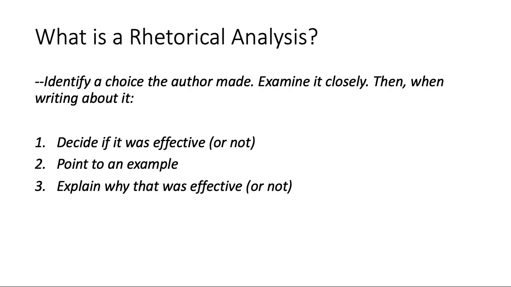When you write about a rhetorical choice for a teacher, the first thing you have to do is decide whether or not the choice was effective. And when you're writing about it, you need to point to an example in the text. So, for example, if I'm saying, oh, the joke this author told was really effective, the reader may not have caught the joke, and they're like, what joke, right? So I have to tell them where the joke was or what the joke was so that they understand what I'm talking about when I say it was effective.